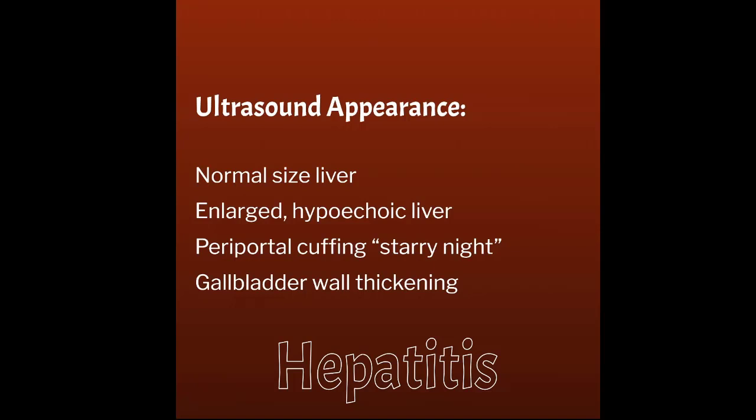In acute hepatitis, we see something called periportal cuffing, which gives us the starry night appearance. And I have pictures of these here in a second. Or we can have gallbladder wall thickening along with it, especially if there is fluid or ascites around the liver. That causes irritation to the gallbladder wall, which makes it a little bit thicker.